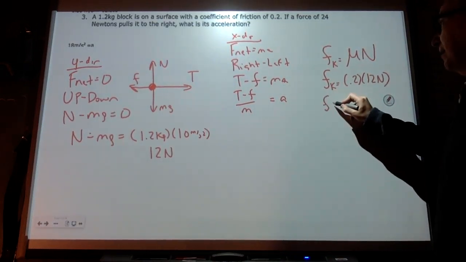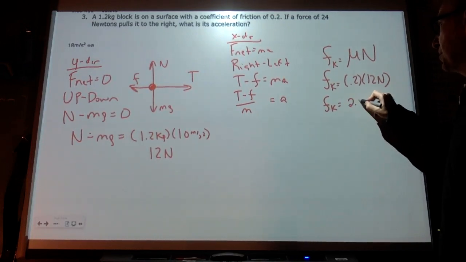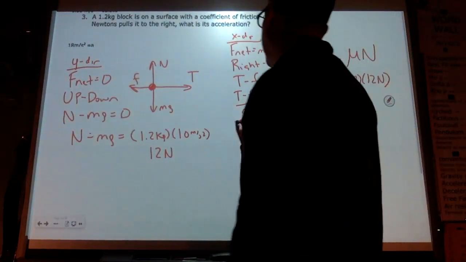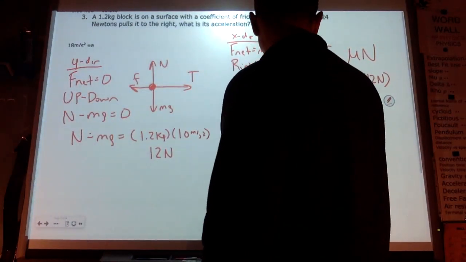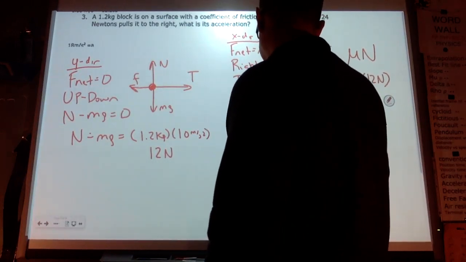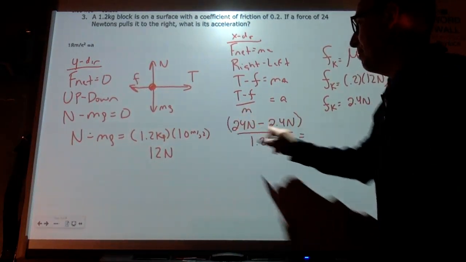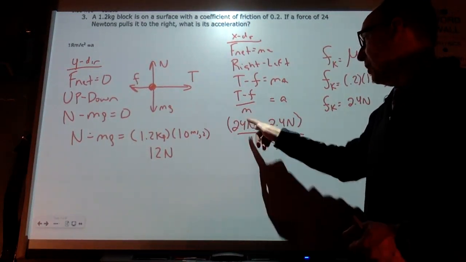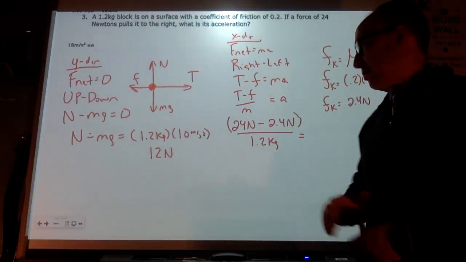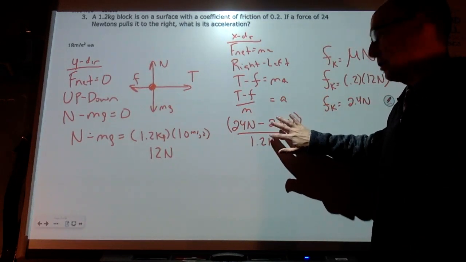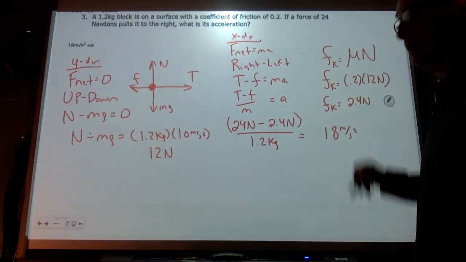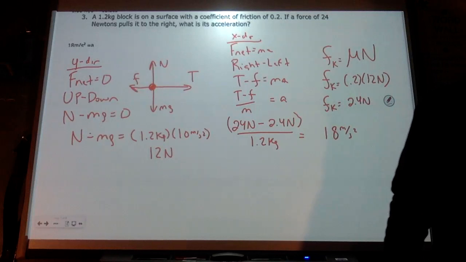And it looks like my kinetic friction, 0.2 times 12, would be 2.4. So now I can plug it in. I have a tension of 24, I have a friction of 2.4, and I have a mass of 1.2. And again, this should be in parentheses on the top. You don't want to do this minus this divided by that in your calculator without the parentheses, because you'll end up just having this minus the fraction of those two. And this is going to give me an acceleration of 18 meters per second per second.